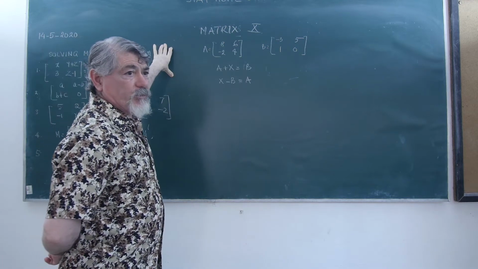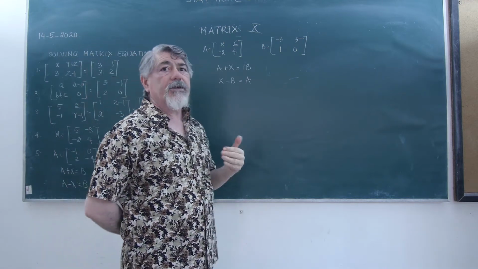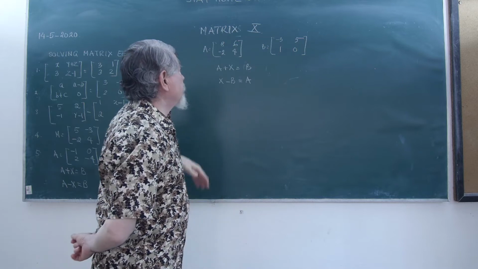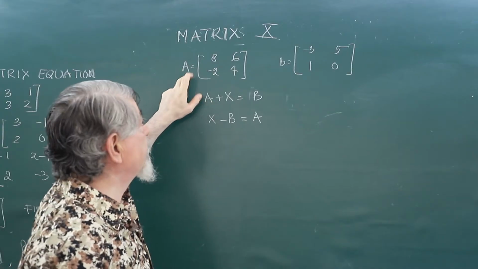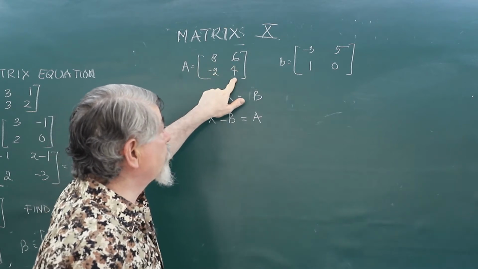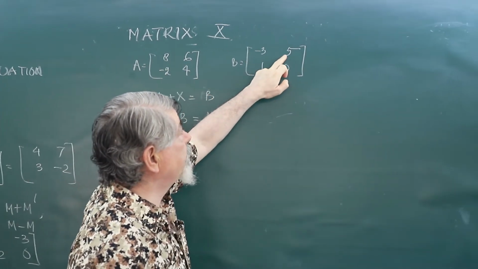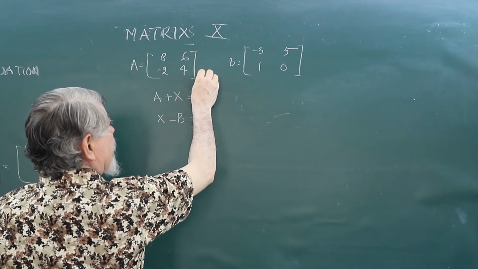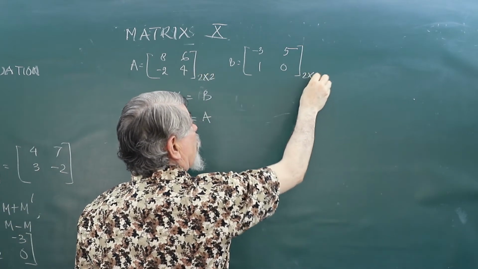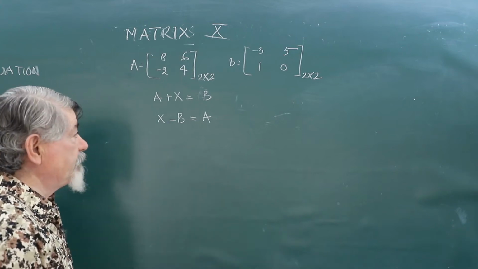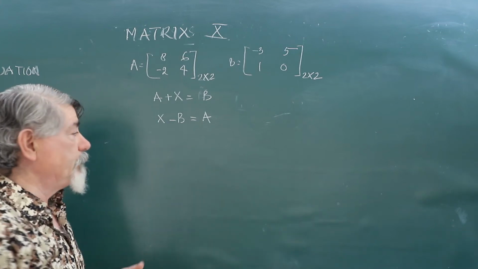Solving matrix equations. How do we solve a matrix equation? Matrix A of the order 2 into 2 is given: 8, 6, minus 2, 4. B is minus 3, 5, 1, 0. When I write 2 into 2 here, that is the order of the matrix. The order of the matrix is very important to remember.